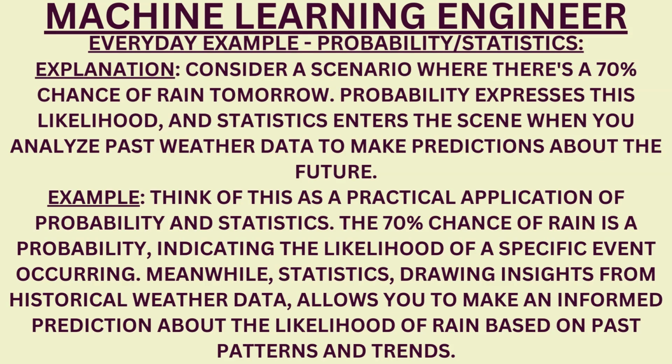Example: think of this as a practical application of probability and statistics. The 70% chance of rain is a probability, indicating the likelihood of a specific event occurring. Meanwhile, statistics, drawing insights from historical weather data, allows you to make an informed prediction about the likelihood of rain based on past patterns and trends.